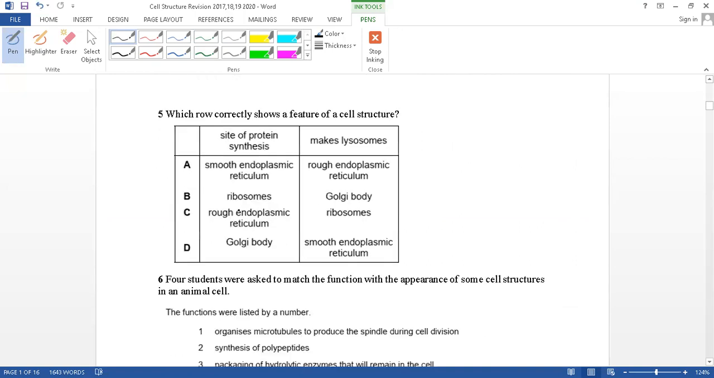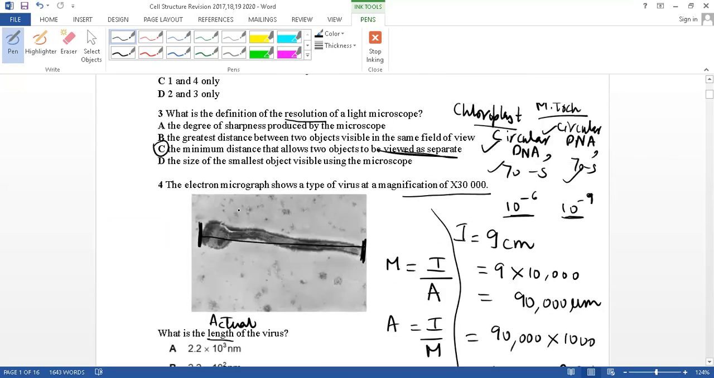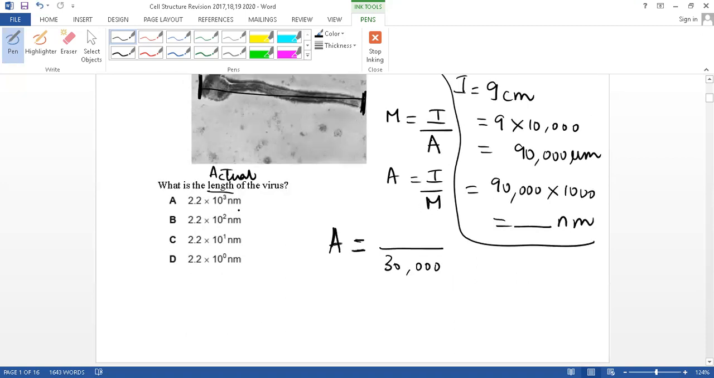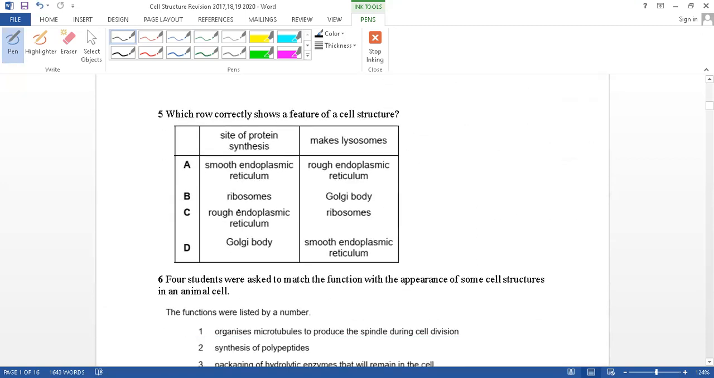Next, I wanted to just tell you the method. So I hope the method is clear to you. Okay, next is, which row correctly shows a feature of a cell structure? This you have to tell me. Site of protein synthesis and makes lysosome. Which one do you think is making lysosome? Which one do you think is the site of protein synthesis?